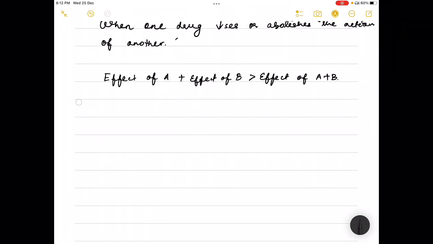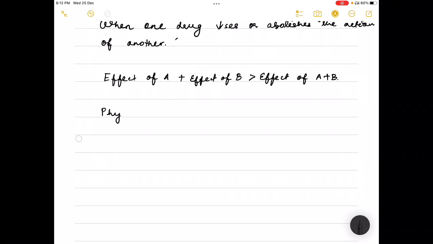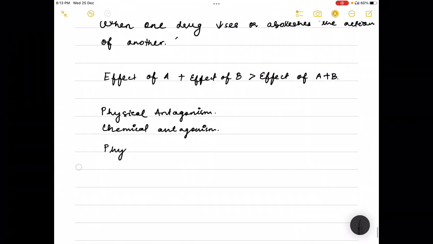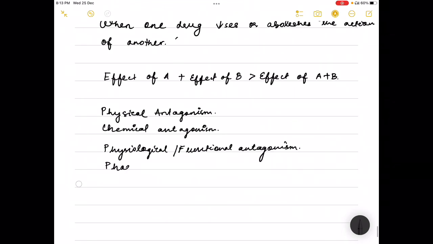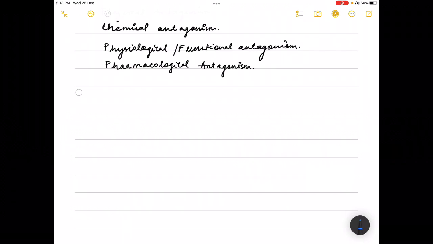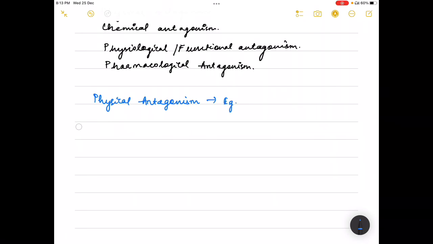Okay, so there are various kinds of antagonism. Those are physical antagonism, chemical antagonism, physiological or functional antagonism, and the last one is pharmacological antagonism. Let's discuss now these various kinds of antagonism. First is physical antagonism. It is based on the physical property of the drugs. For example, charcoal absorbs alkaloids and thereby prevents their absorption in alkaloid poisoning.